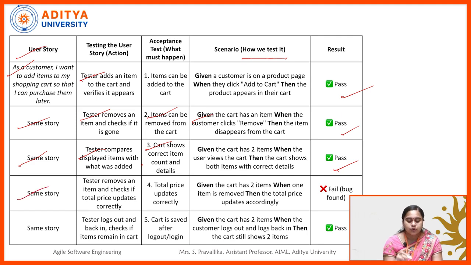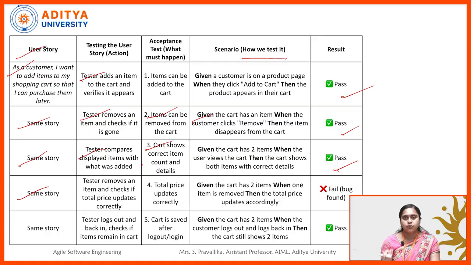So now again we are going with the same story. So now again we are having the testing scenario. So testing scenario, what are we doing? Tester removes an item and checks if the total price updates correctly. So initially, we have added some list of items. From that list of items, we want to delete some of the items or else we want to delete one item. What needs to happen?